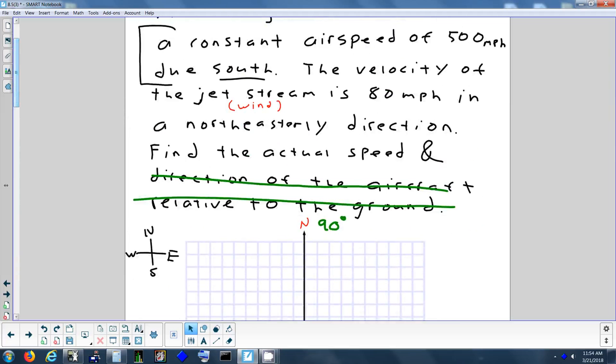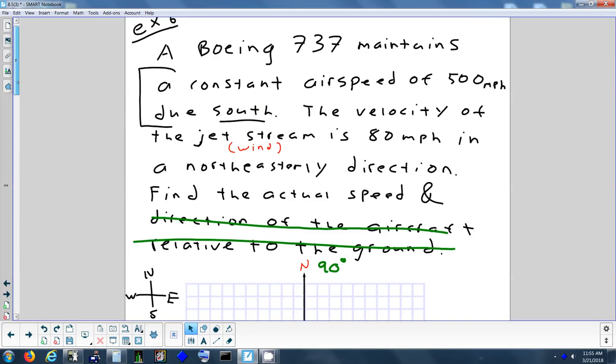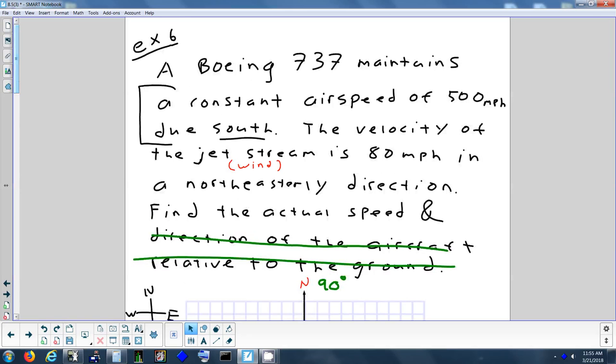Okay. So what I might do on the test, I'll put one very, very similar to that. The wind speed, it's going to be a very simple direction. It's either going to be northeast, northwest. It's not going to be at an angle of like 12 degrees or something weird. It'll be set up very, very similar to that.